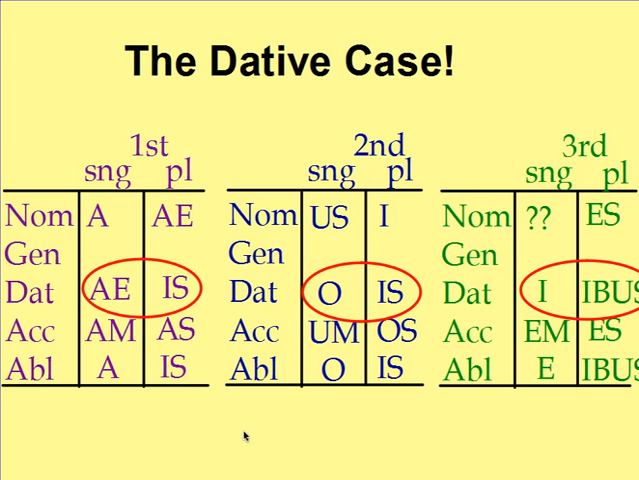Our dative singular endings, though, are different in each of our declensions. AE for the feminine, O for the second declension, usually masculine, sometimes neuter, and I for the third declension. Let's have a look at these with some words.